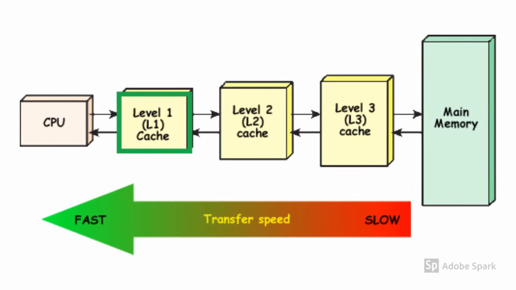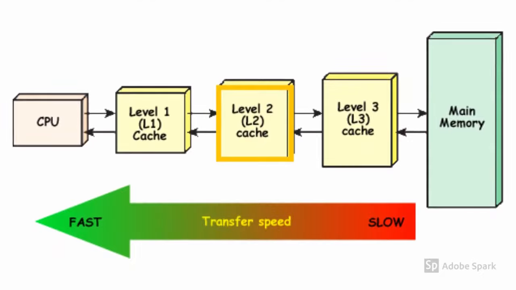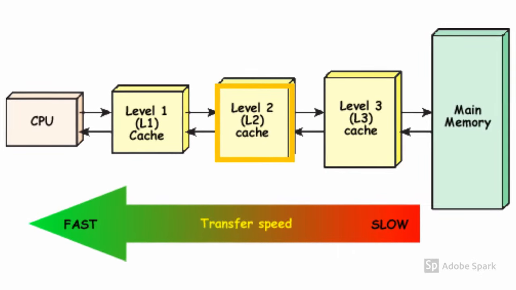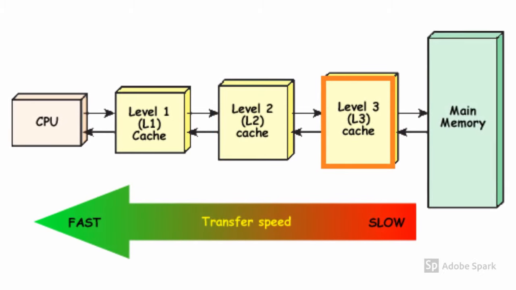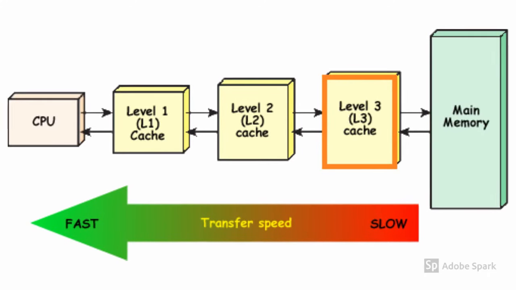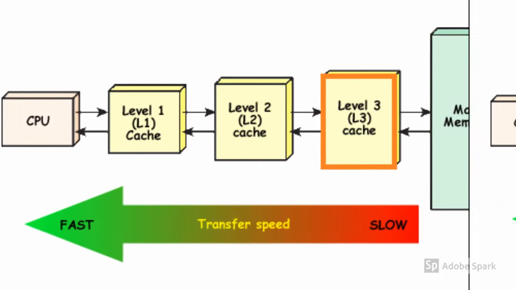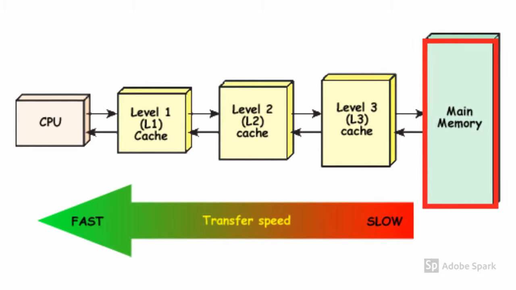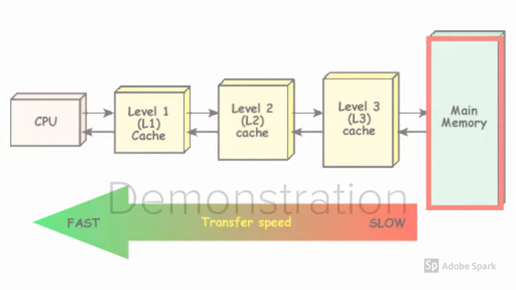When the processor is looking for data, it first tries to find it in the L1 cache. If the CPU is unable to find the data in L1, it then attempts to find it in L2. If the CPU is also unable to find the data in L2, it then looks for it in L3. If the CPU successfully finds the data in cache, this is called a cache hit. If the CPU does not find the data in cache, it tries to access it from main memory. This is called a cache miss.